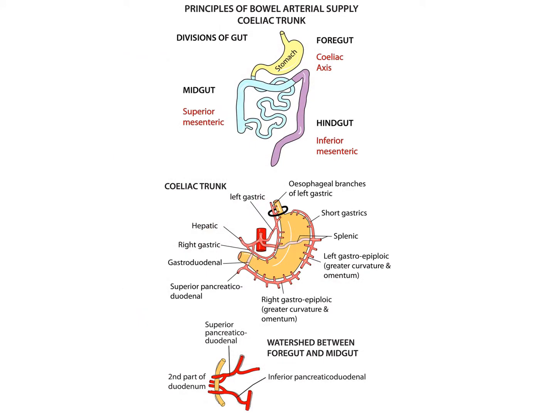Now, for the sake of some recapitulation, let's just very quickly look at the branches of the celiac trunk, which we know supply the foregut. Arising anteriorly from the aorta at the level of T12 are the left gastric artery, the hepatic artery, and the splenic artery. We can see in the little diagram that accompanies this podcast that these are supplying the various parts of the foregut, just in the way that we described in the section on the stomach.